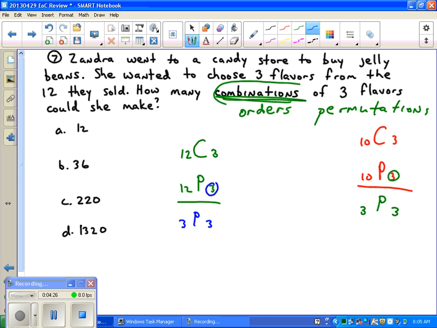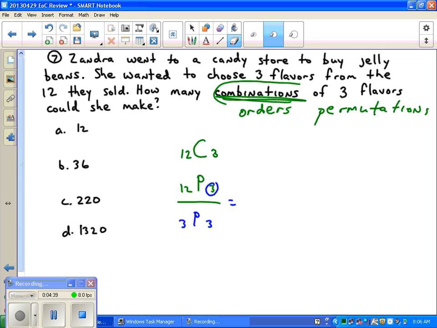So all you have to really know is how to set the top up, and then notice it's always going to be 3 of the same number shown. So this tells you to start multiplying by the number 12. So this equals 12 times, and we're going to multiply it by the next smaller integer. So 12 times the next number is 11, times the next number is 10. And you can keep going forever until you get to 0, no matter what number you start at. But since it says permutations of 3, we only want to do 3 numbers: 1, 2, 3. So that's where we're going to stop on the top.